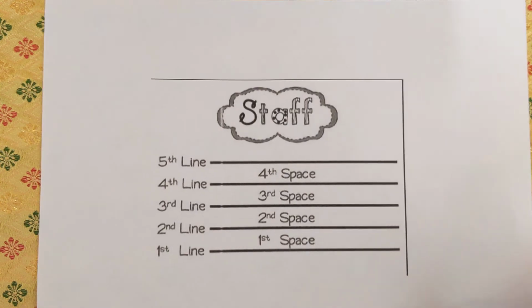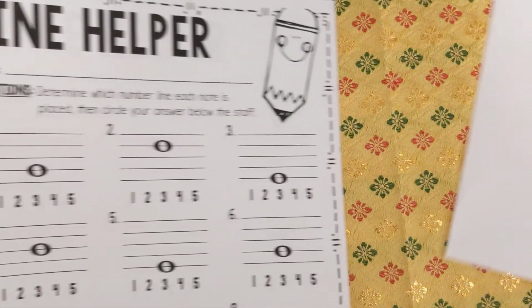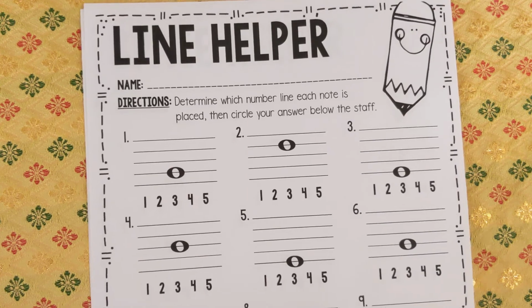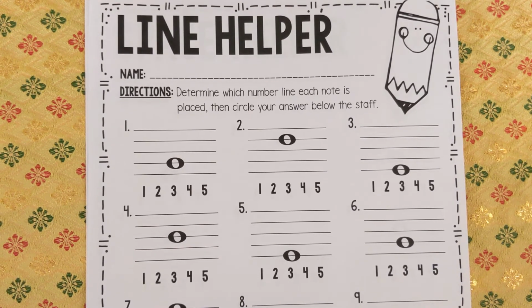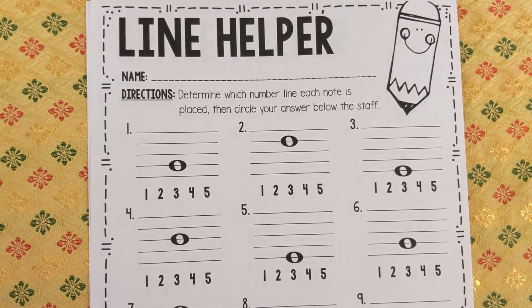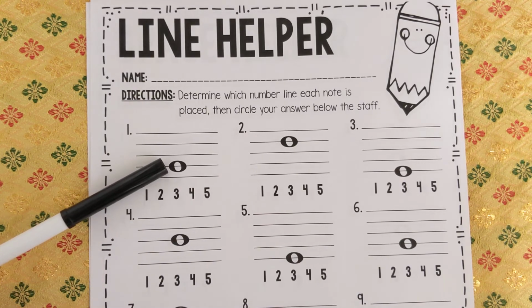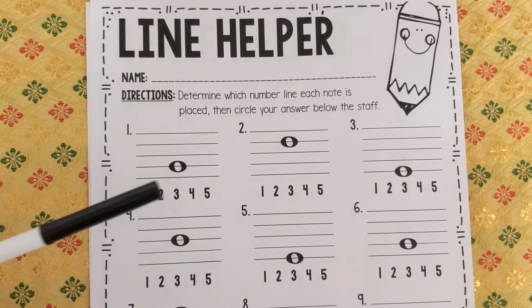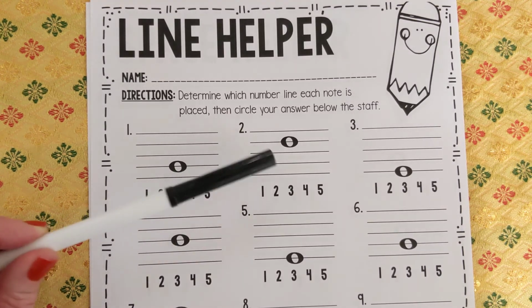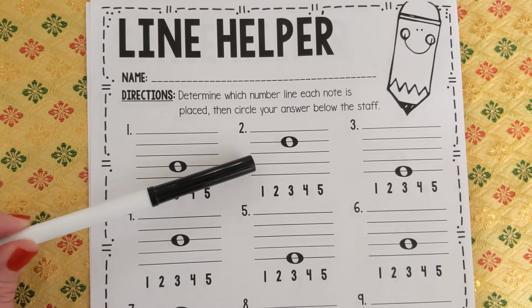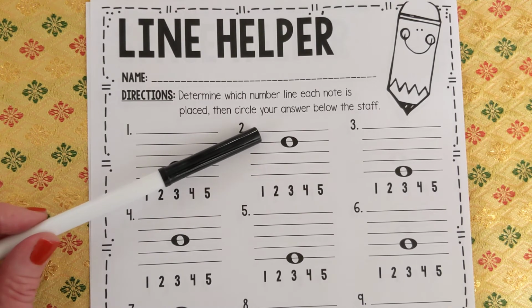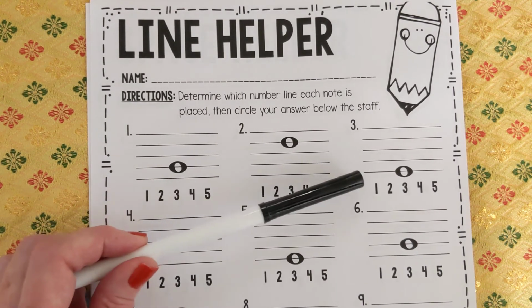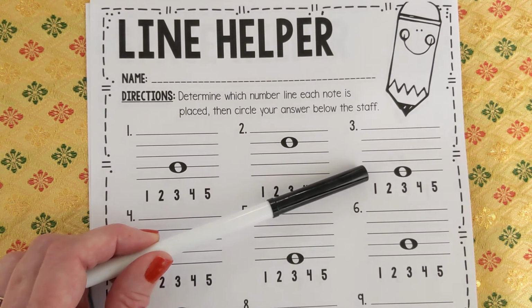So look at this. Let's just focus on the lines and look at this paper. Can you figure out what line this note is on? Count from the bottom. This note is on the second line. It's just that simple. What about this one? This note is on the 1, 2, 3, 4th line. And this one, it's on the first line.